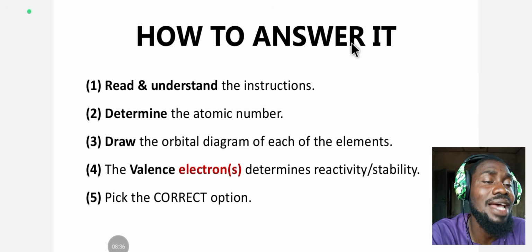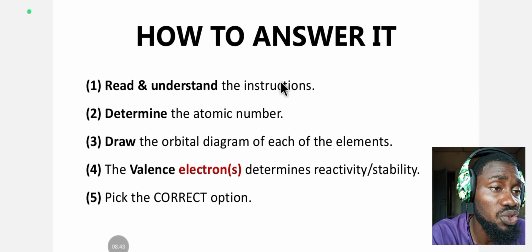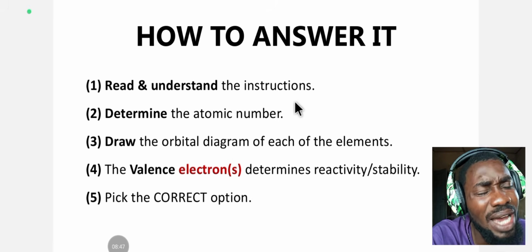How do we answer this Jamb repeated question? Most reactive element, most unstable, the second most reactive, the least reactive, and so on and so forth. How do we answer this question?